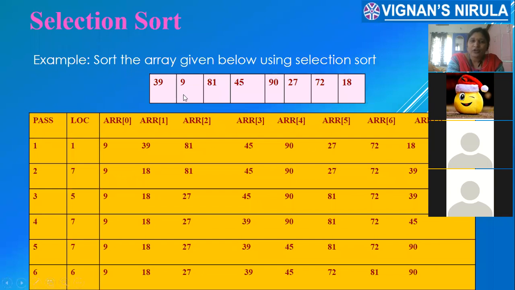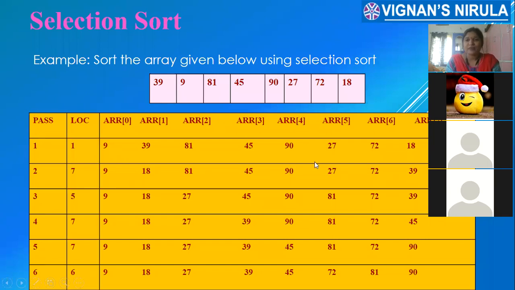Now what is the smallest element in the first part? 9. What is the location at which the smallest element has been found? 1. That means you need to swap a of 0 with a of 1, isn't it? Yes, ma'am. After swapping a of 0 with a of 1, what does the array become? 9, 39, 81, 45, 90, 27, 72 and 18. Is it the case or not? Yes, ma'am.